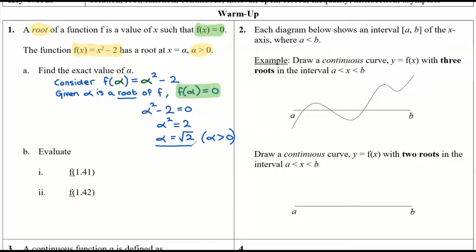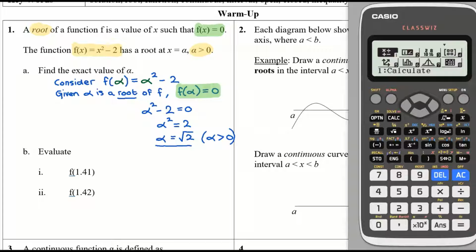Just to give you some context as to why we're doing that, I'm just going to bring up the calculator. On the calculator, if we have a look at what alpha actually is numerically, so if I choose option 1, take the square root of 2, okay, and set that as a decimal, we can see that alpha lies somewhere between 1.41 and 1.42. Okay, so if we evaluate f of 1.41 and f of 1.42, let's see what happens.